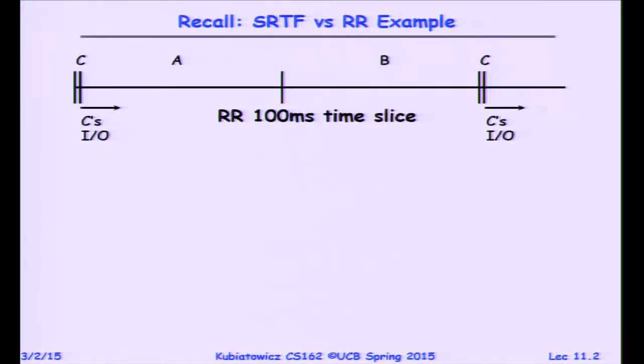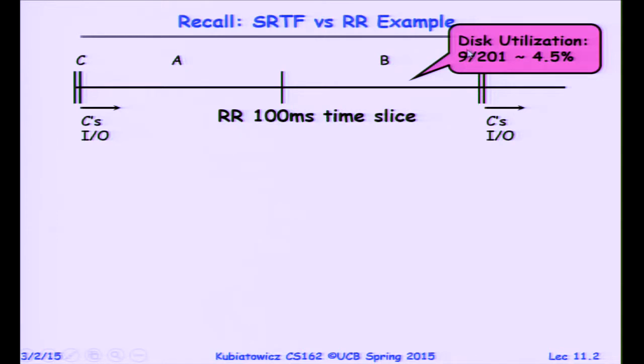But if you remember from last time, we were finishing up discussion of scheduling. We talked about SRTF scheduling, shortest remaining time first, versus round robin. What we saw here was an example where C would do a millisecond of computation and then 9 milliseconds of disk I/O. A and B would run for a very long time. If we put a round-robin scheduler with a 100 millisecond time slice on this, disk utilization ends up only 9 out of every 201 time units, which is about 4.5%.